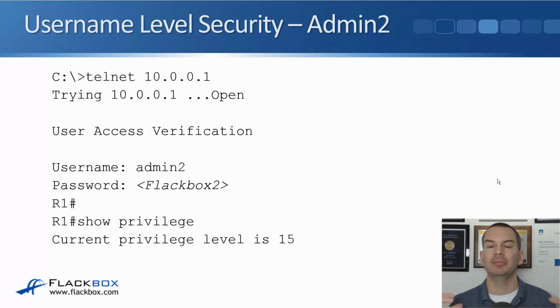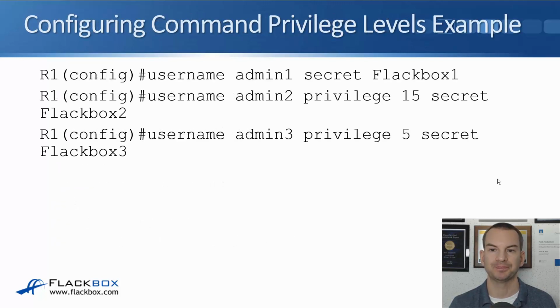But if admin2 logs in, the one that we'd configured privilege level 15 for, as soon as they enter a username and password, notice that the prompt shows R1 hash. They immediately get in at the enable prompt because they had privilege level 15. So they don't have to go to the user prompt and then enter the enable command. They're already logged in with level 15 because we set that at the username level. And if they do a show privilege, they'll see their current privilege level is 15.